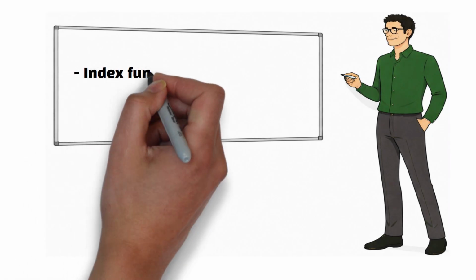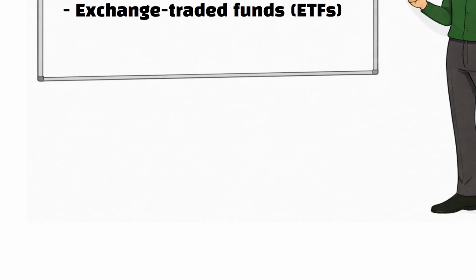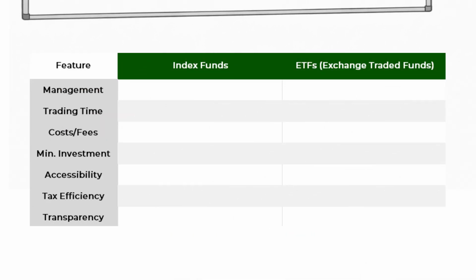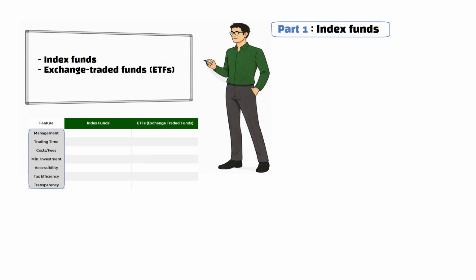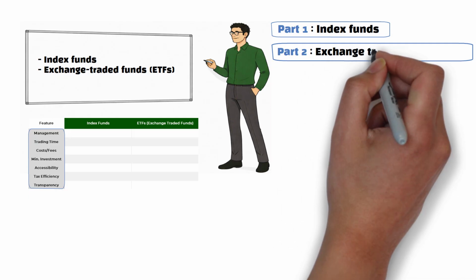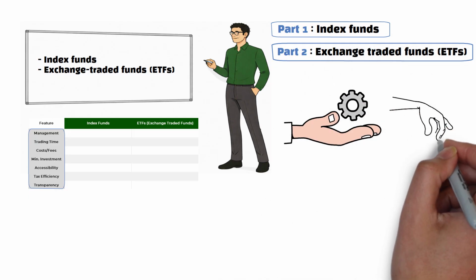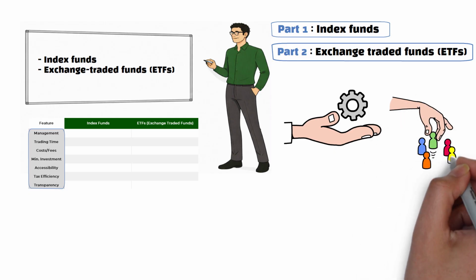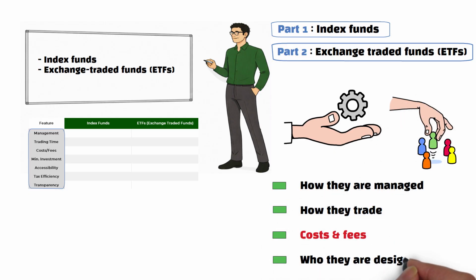Index funds and exchange-traded funds sound similar, but they are very different and serve very different types of investors. We'll look at each in a simple way so you can understand what they are and their advantages and disadvantages. First, we'll cover index funds, followed by exchange-traded funds. Both types aim to solve the same problem of how to invest across assets efficiently without picking them individually. The differences are in how they're managed, how they trade, the costs, and who they're designed for.